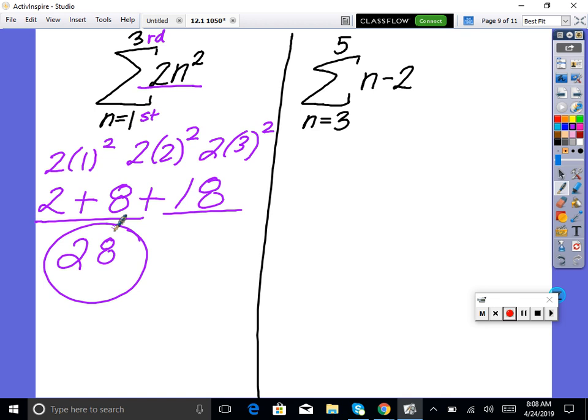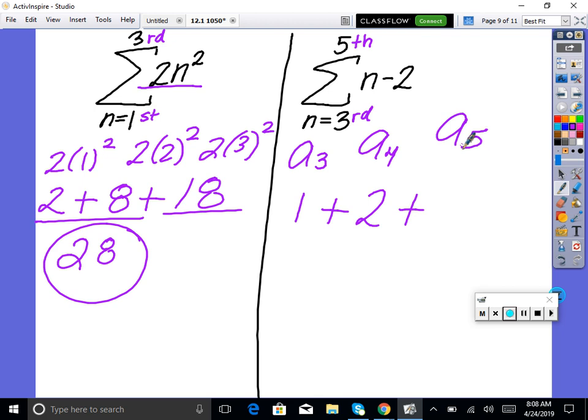Okay, let's do this one. Now look, in this one, we're starting at the third term. Do you guys see? And we're stopping at the fifth term. So we're going to start at a sub 3. Does everybody understand that? So then 3 minus 2 is 1 plus, then we're doing a sub 4. Plug in 4. 4 minus 2 is 2 plus, then we're stopping at a sub 5. 5 minus 2 is 3. So our sum comes out to be 6. 3, 4, 5, 6.